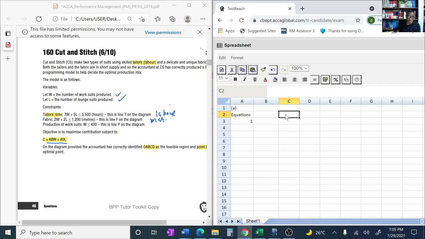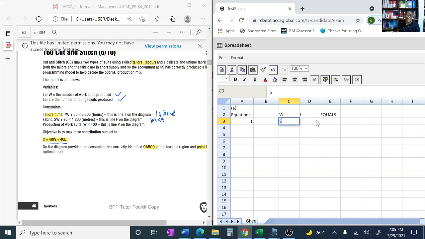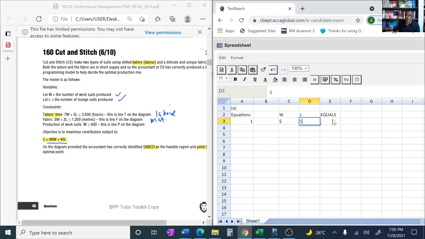Now, can I just put something like W here? W here, L here, and then say equal to or equals, whatever you want to put there, so that I can put the equations in there. Don't worry about my spelling there. I won't be worried about it in the exam anyway. So I could also put the dollar sign here just to work out values. So the dollar sign goes up here.